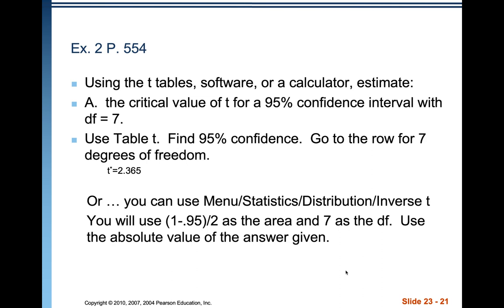Or you can just go to your scratch pad and use menu, statistics, distribution, inverse T. You will use 1 minus 0.95 over 2, so 0.025 as the area and 7 as the degrees of freedom. And then you're going to use the absolute value of the answer given.